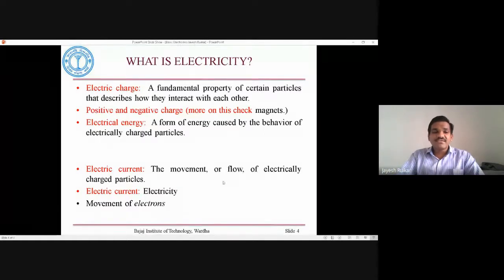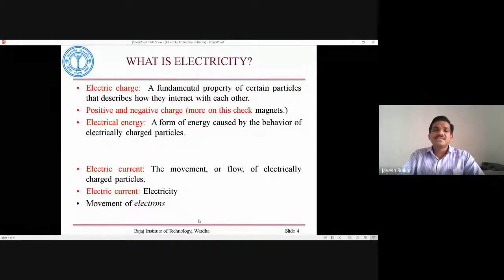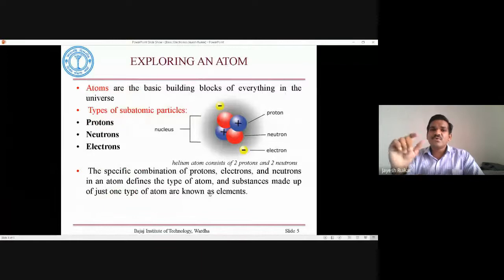Where exactly do you find these electrons? We have talked about the movement of electrons, so where do you find them, and how do they move around? In order to find this answer, let us go inside the atom. The next PPT is where we explore the atom. So what is an atom?